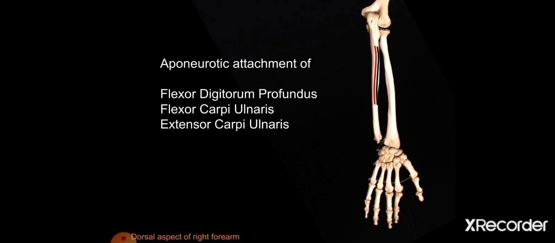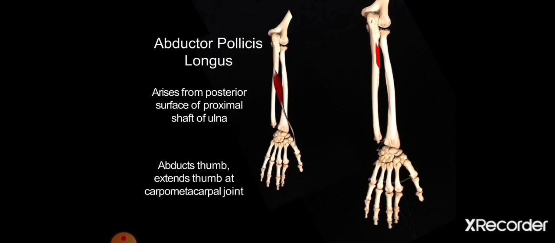Now, on the posterior border of the ulna, we have an aponeurotic attachment of 3 muscles. These are flexor digitorum profundus, flexor carpi ulnaris, extensor carpi ulnaris. So these muscles are taking common aponeurotic origin from the posterior border of the ulna. It is highlighted in the diagram.